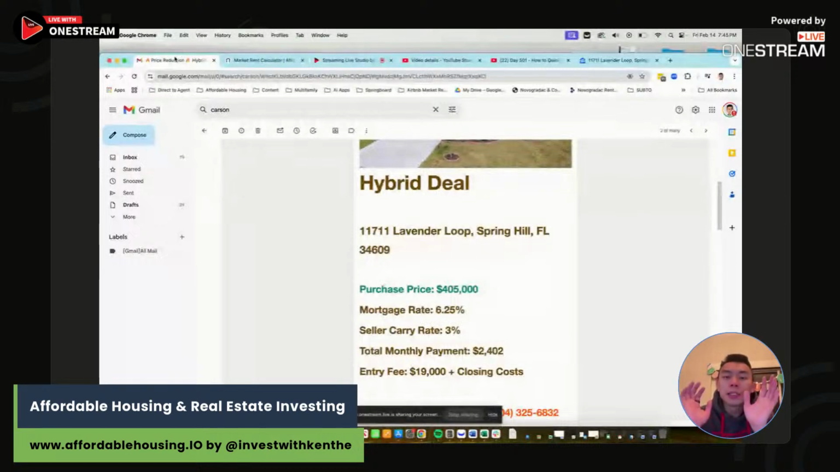But let's spend some time. Let's tactically go through how you actually put in the details from a deal like this into a spreadsheet to prove out to yourself why this is not a deal.